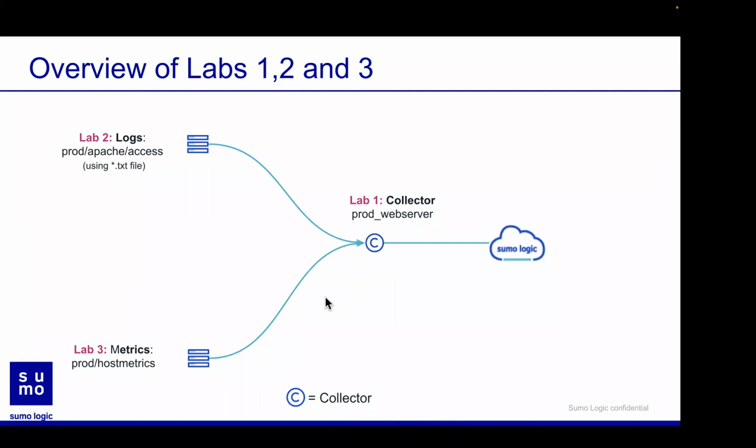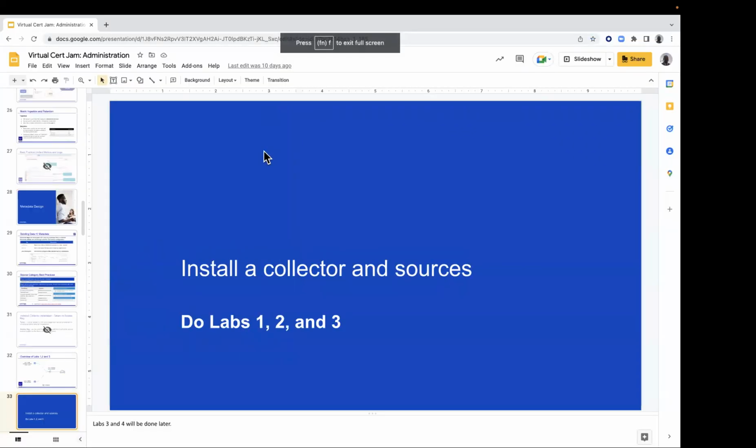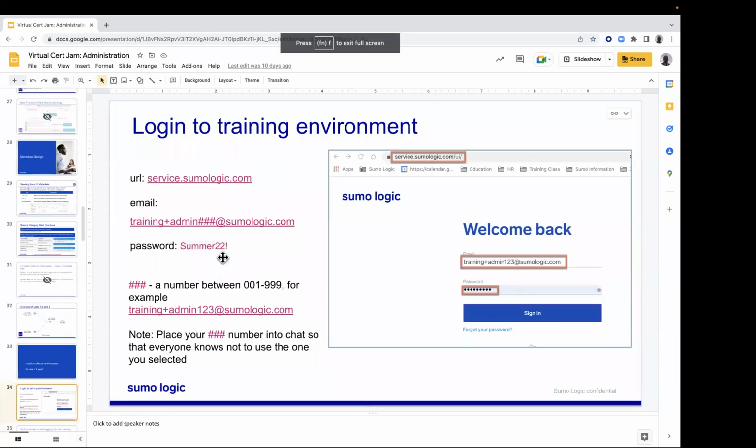All right. So what you and I are about to do, ladies and gentlemen, is first download a file. Then we're going to install a collector. We're going to use this downloaded file as a source, and we're going to create a metric source. Those are the 3 steps that we're going to do in labs 1, 2, and 3. First of all, I want you to think of a 3-digit number, any 3-digit number from 1 to 999.